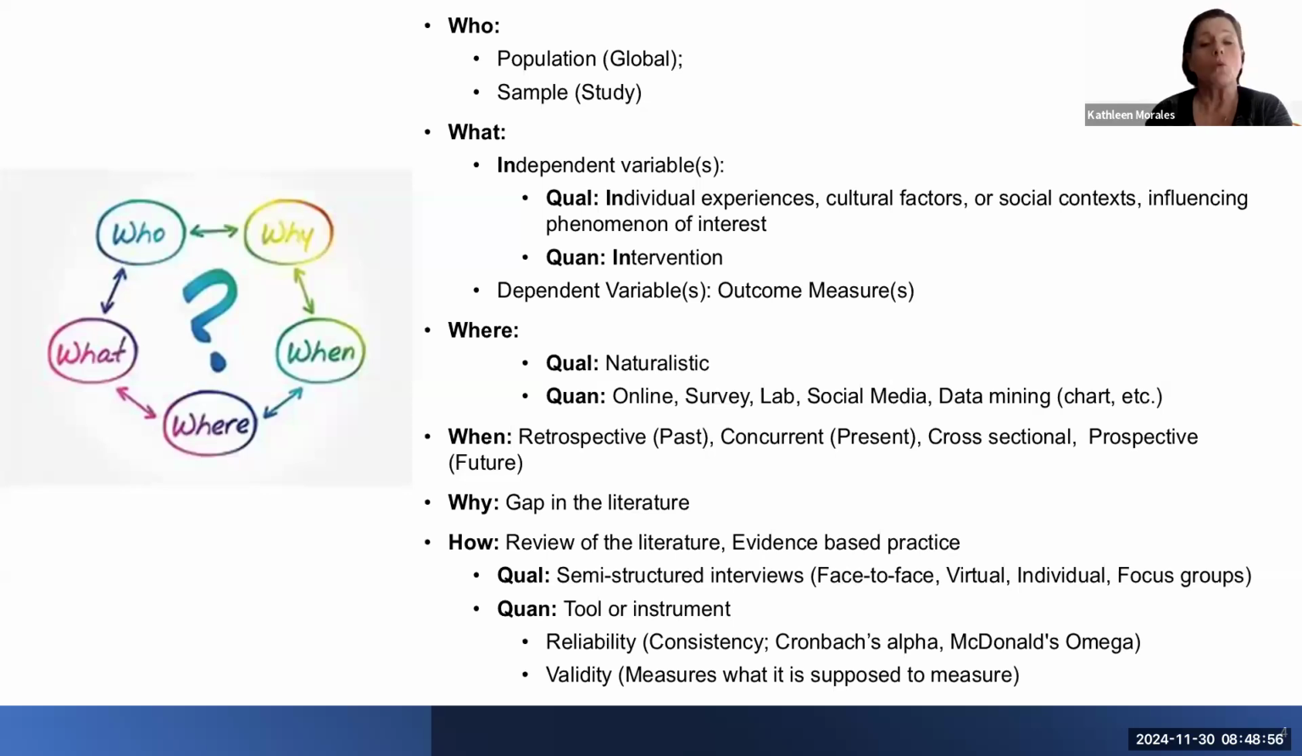How we collect the data for qualitative, it's semi-structured interviews, which can be face-to-face or virtual, or individually or focus groups. With quantitative, we will use a tool or instrument, and we want to make sure that it's a reliable tool, meaning it's consistent. And we do this through statistics called Cronbach's Alpha or McDonald's Omega. And for validity, we want to make sure that this tool measures what it's supposed to measure. So if we want to measure confidence, but this tool measures comfort, it's not valid.